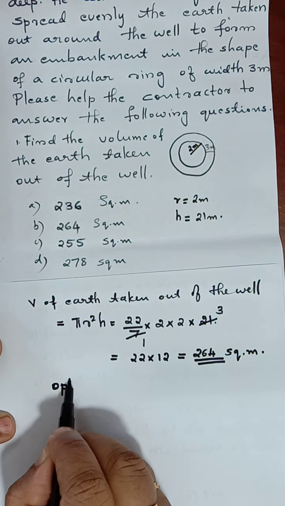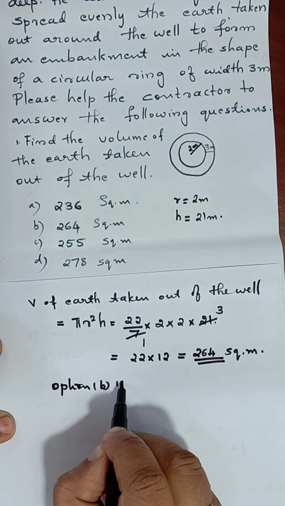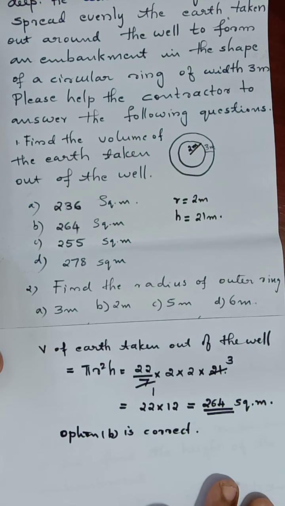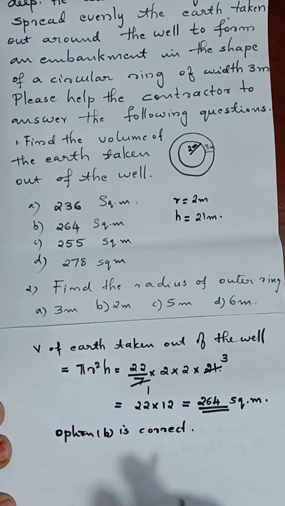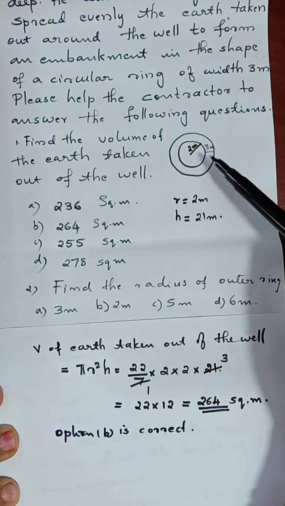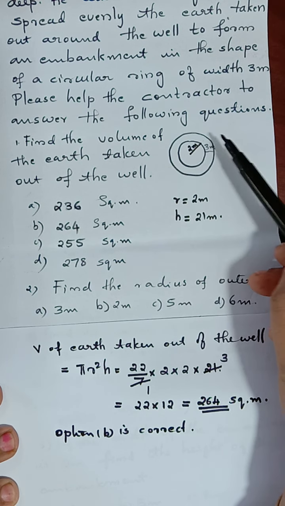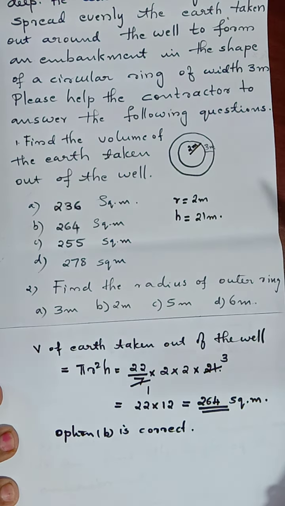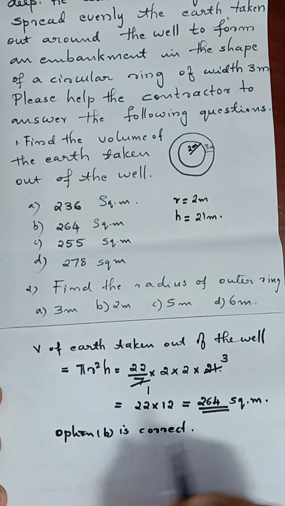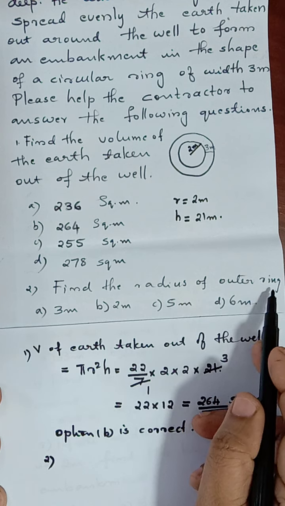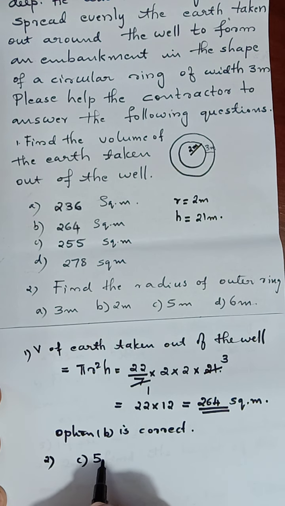So option B is correct. Now we have to move on to the second question. Find the radius of the outer ring. Here we have two rings, the inner one as well as the outer ring. For the radius of the outer ring, inner it is 2, plus width, we have to consider 2 plus 3. So the outer ring radius will be 5. So where is it? It is option C. For the second question, we write radius of outer ring equal to option C, 5 meter.